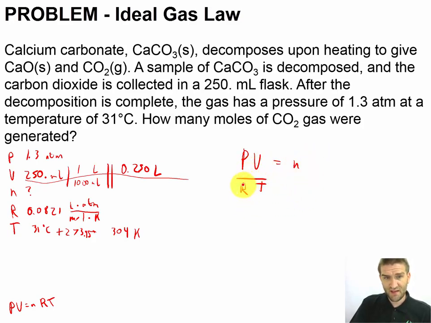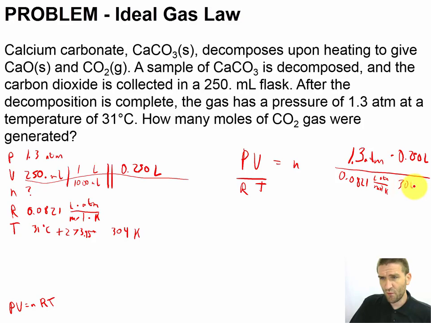Now we're going to go ahead and put things in. So we're going to have our pressure, which is 1.3 atmospheres, and we're going to have that multiplied by 0.250 liters. That doesn't look too much like a 3. Let me fix that. There we are. That's better. We're going to have our 0.0821 liters atmospheres over moles Kelvin on the bottom. And then next up we're going to have our 304 Kelvin.